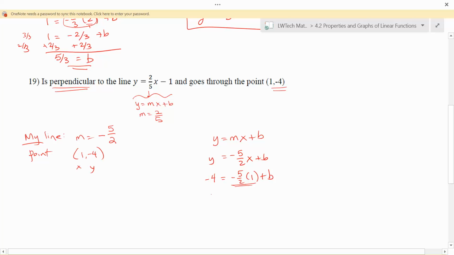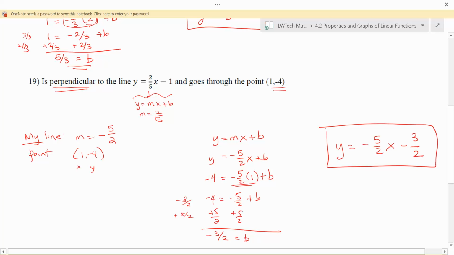Now I can always multiply this. -5/2 times 1, of course, is still -5/2. And then I can add 5/2 to both sides to get the b by itself. Common denominator again means we're going to have -8/2 plus 5/2, which will end up with a -3/2 overall for my b value. And then don't forget the final step, which is to go back and rewrite that equation in the y equals mx plus b form. Y equals, my slope was the -5/2 x, plus my y-intercept was a -3/2, so I can just write that as -3/2. And this would be the equation of a line perpendicular to 2/5 x minus 1, but that also goes through the point 1, -4.